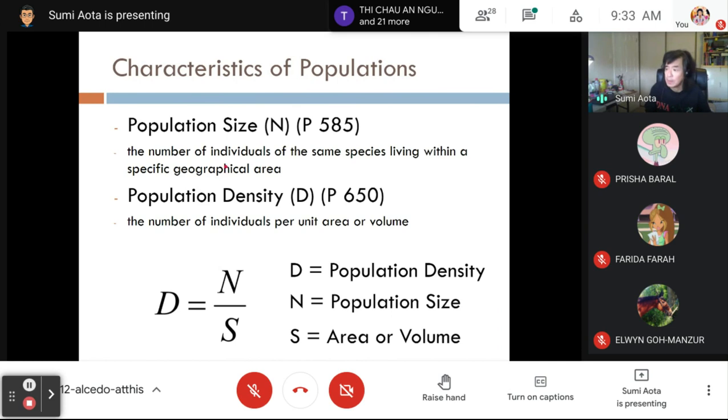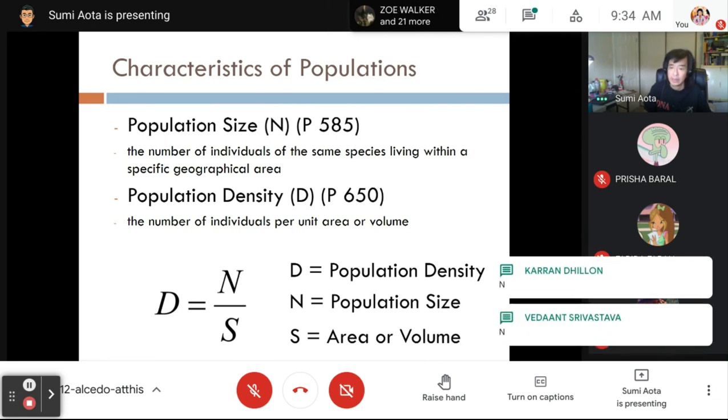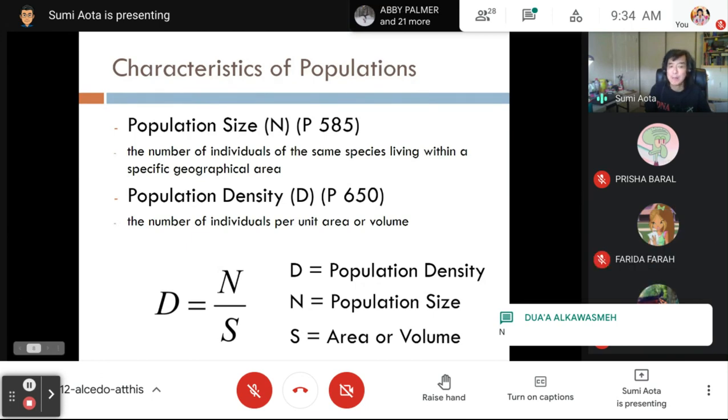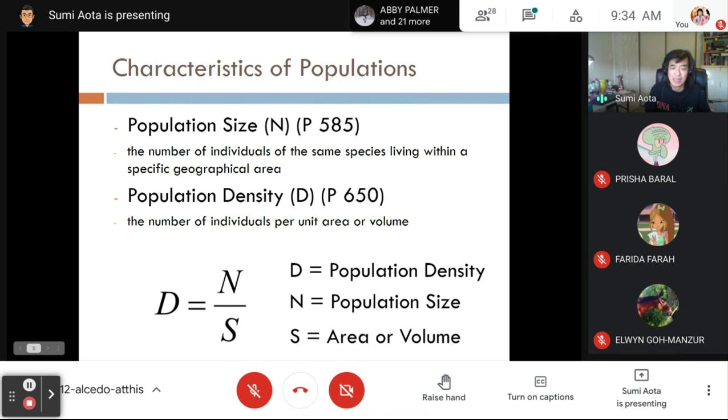Okay, so if you look at this equation, okay, between N and S, which term is the one that's going to be more difficult to figure out when you're trying to figure out population density? Yeah, it's going to be N because we won't know population size. At best, we can get a population estimate. Okay, so we can estimate the population size. We're not going to know exactly what the population size is. Volume or area, we can figure out. That we can measure directly. Okay.